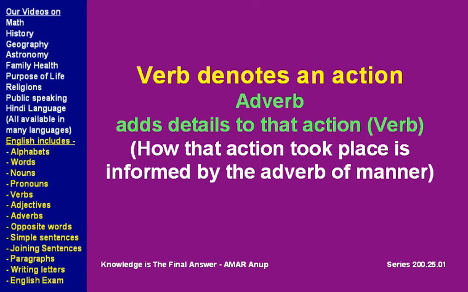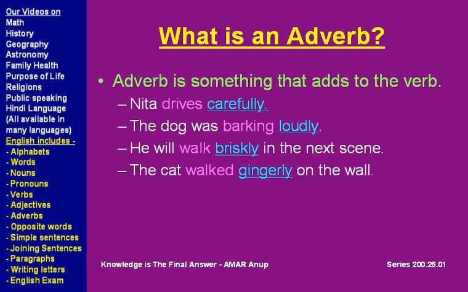So the question of how that action took place is answered or informed by the adverb of manner. We will see that there are different types of adverbs, and one of the most important ones is adverb of manner, and we will learn about that adverb in this chapter. I said a moment ago that adverb is something that adds to the verb. Now here are some examples.